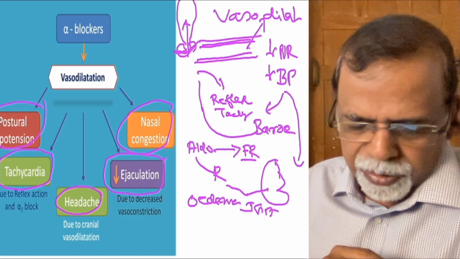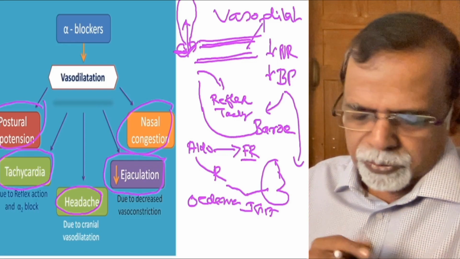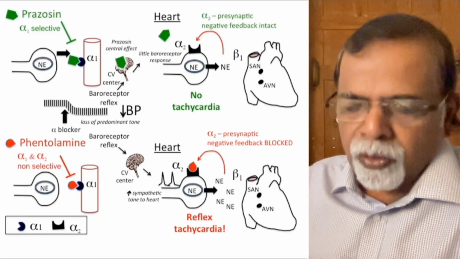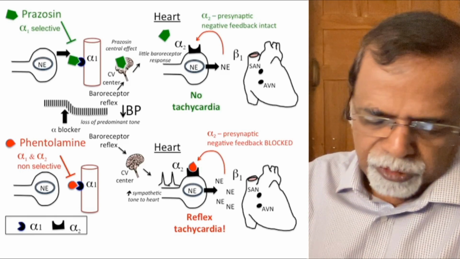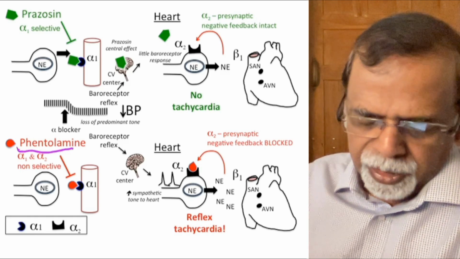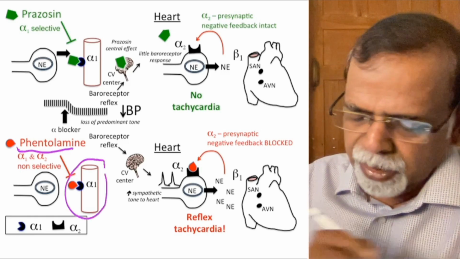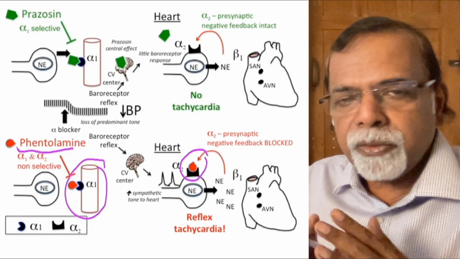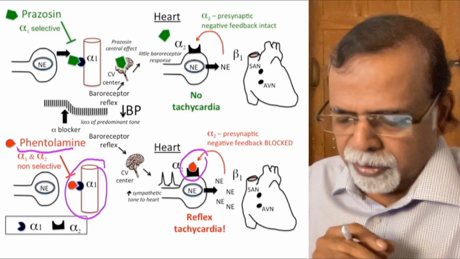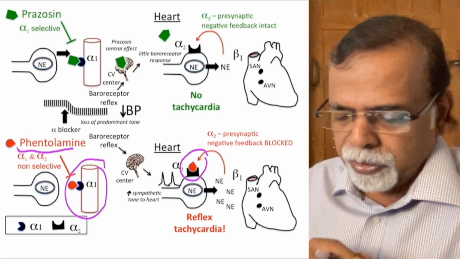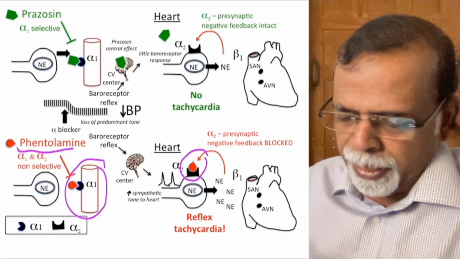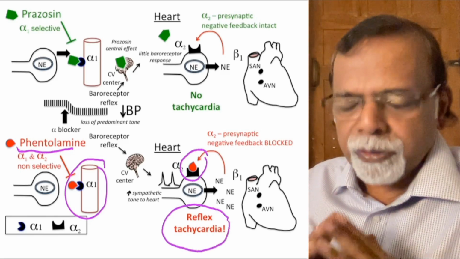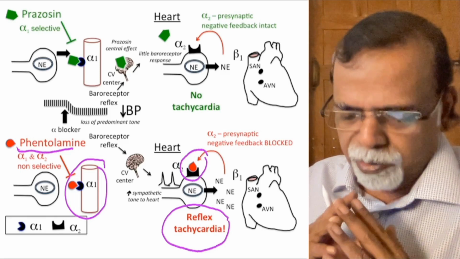Some of them will be present in the selective blockers also. And again, one more thing you should remember: when you are using non-selective alpha blockers, for example phentolamine or phenoxybenzamine, they block the alpha-1 receptors. At the same time, they block the alpha-2 receptors also. I have told you the alpha-2 receptor stimulation leads to reduction in the release of norepinephrine. So here the alpha-2 is blocked, so there will be excess release of norepinephrine. This can lead to reflex tachycardia. So tachycardia is a common problem when you use non-selective alpha blockers.